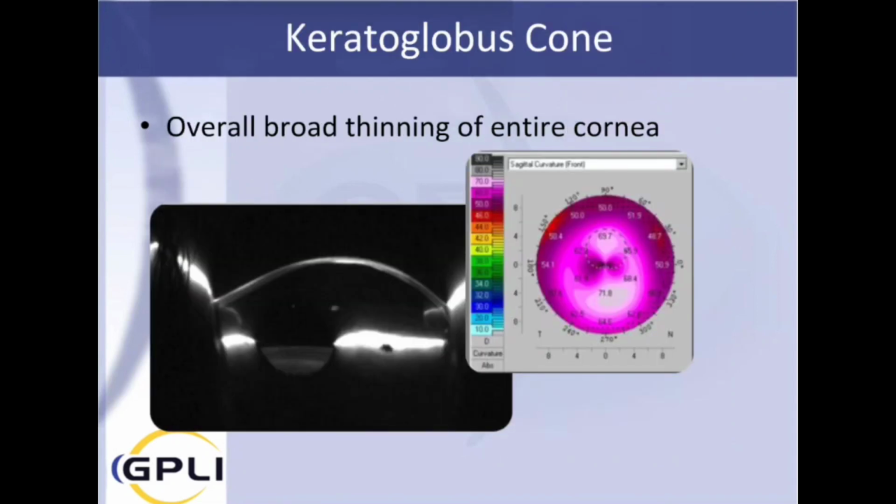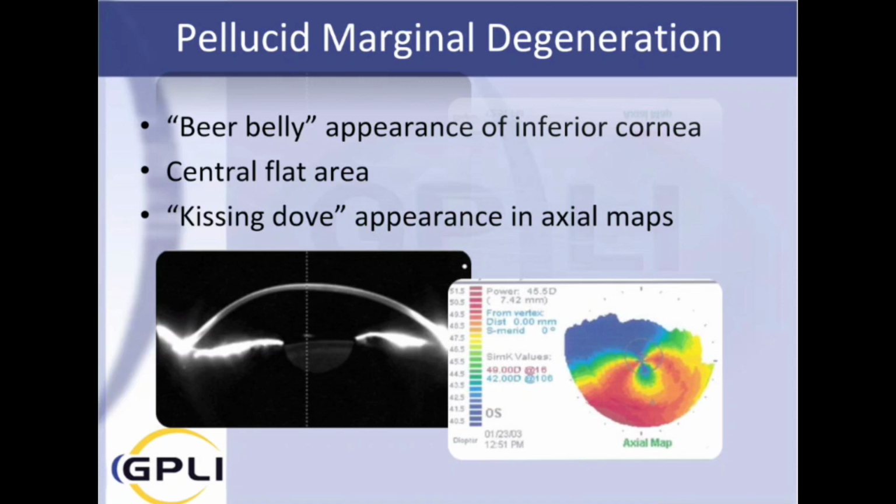In keratoconus, there is an overall broad thinning of the entire cornea from limbus to limbus. And in pellucid marginal degeneration, you will note that there is a beer belly effect on the inferior cornea. The central cornea will be a flat area. Axial maps of pellucid marginal degeneration will show the classic kissing dove appearance. Understanding these various types of keratoconus will be important when fitting the contact lens. This will be discussed in the next module.